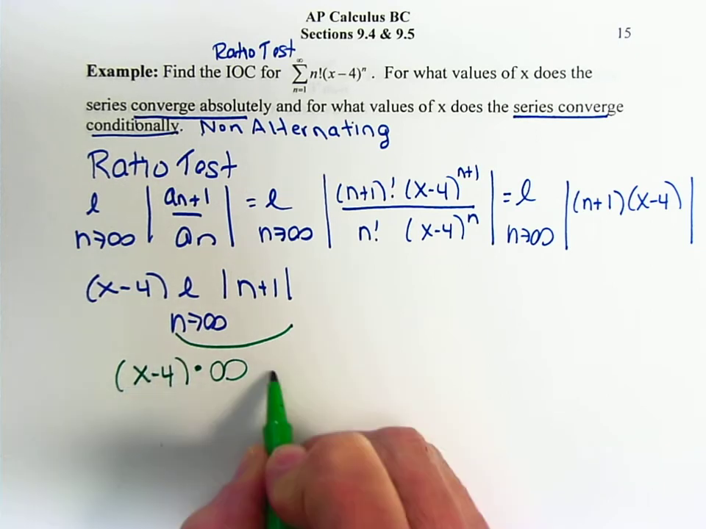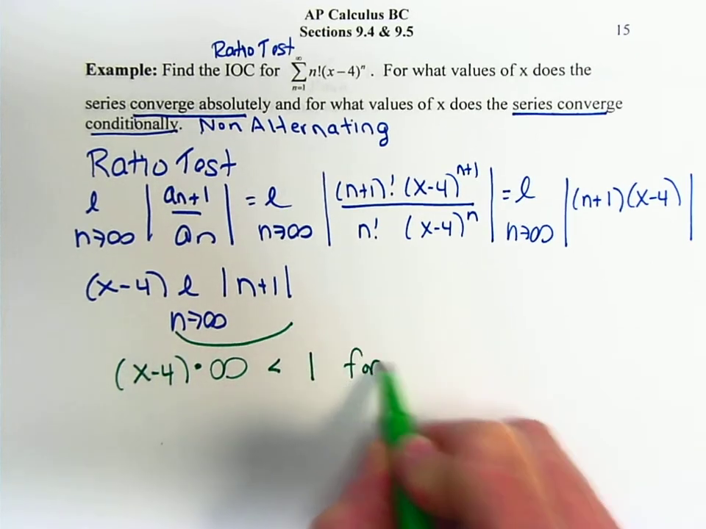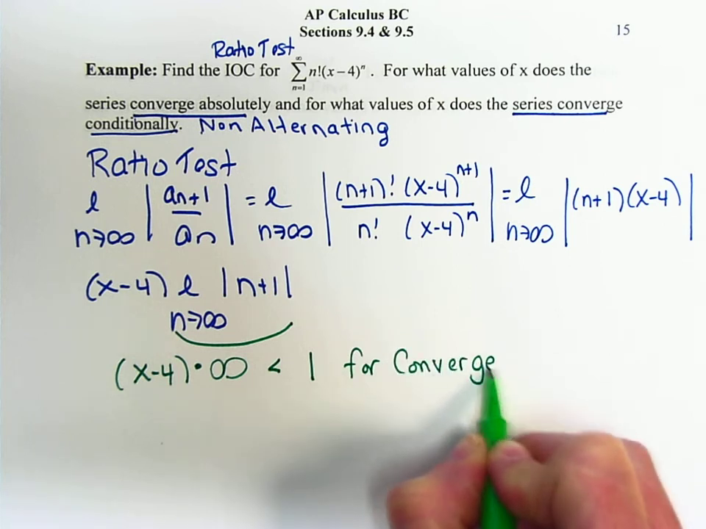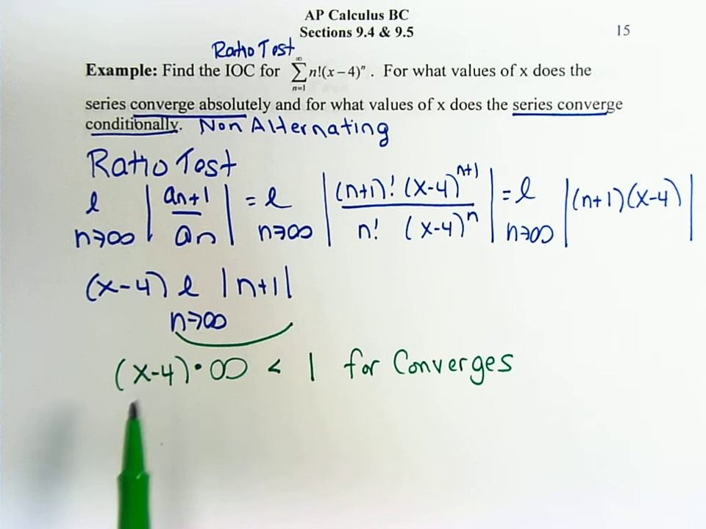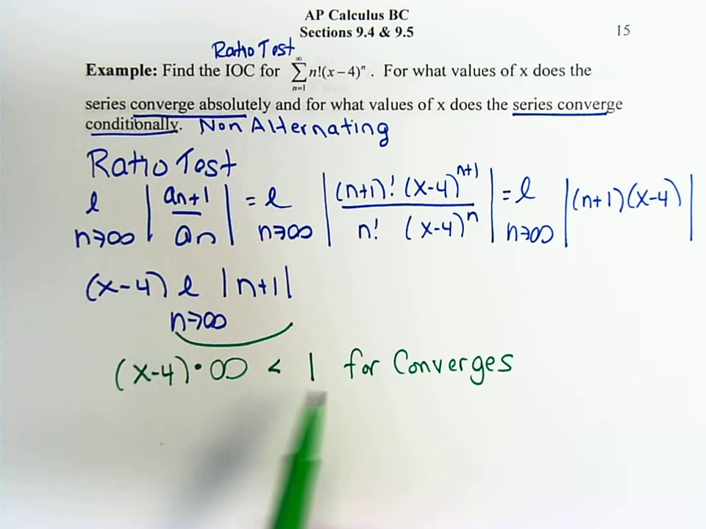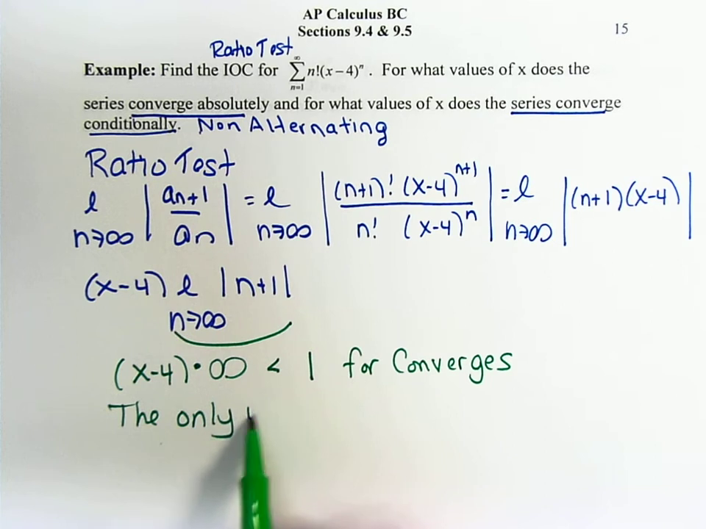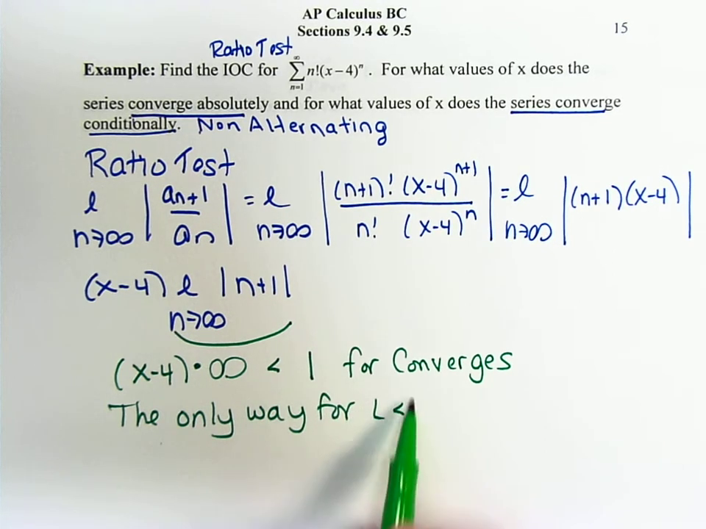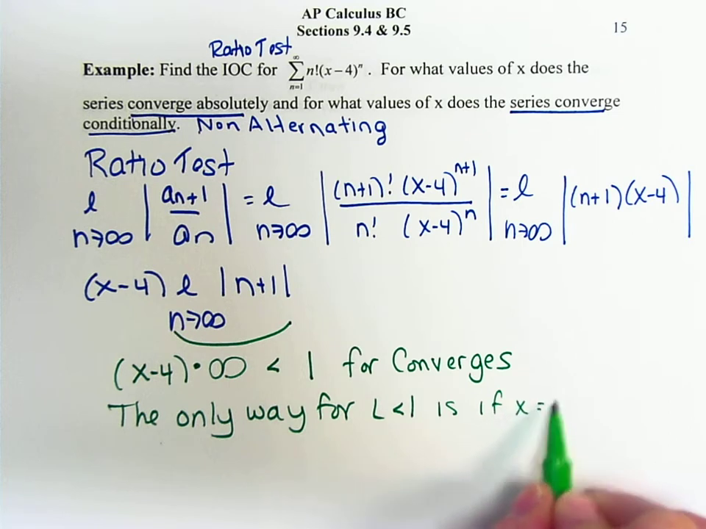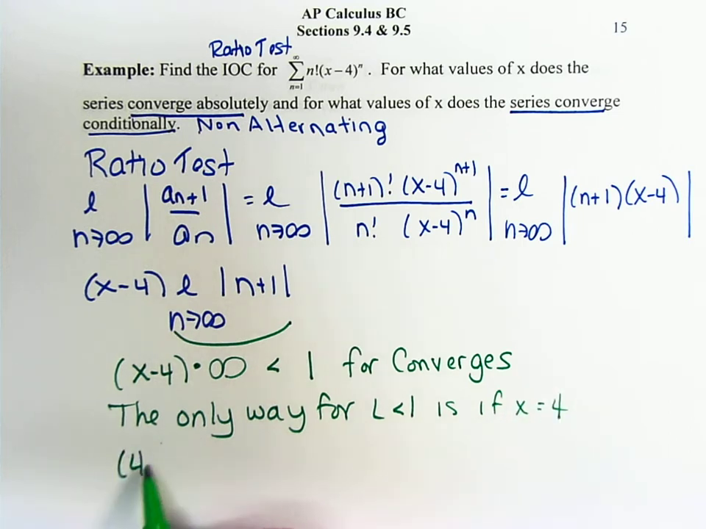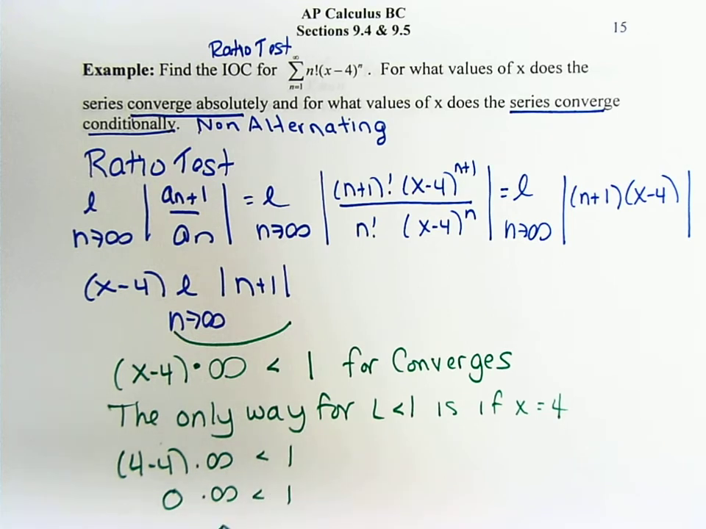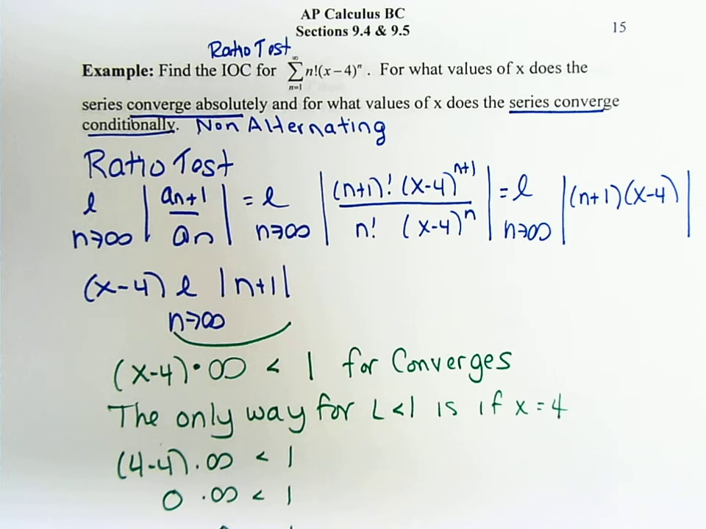I need this to be less than 1 for convergence by the ratio test. There is only one value of x that I can pick that'll make this times infinity less than 1, and that is when x is 4. So the only way for L to be less than 1 is if x is equal to 4. Because then we'll have 4 minus 4 times infinity, which is 0 times infinity, which is 0, which is less than 1.